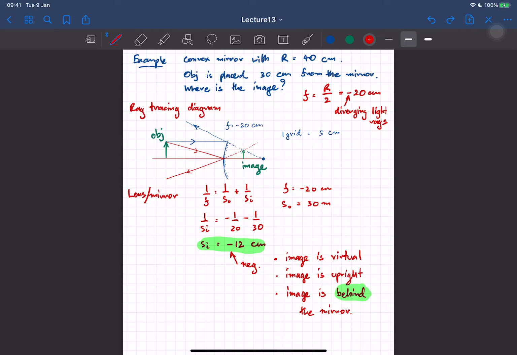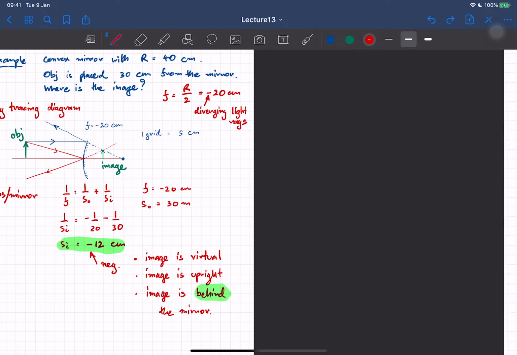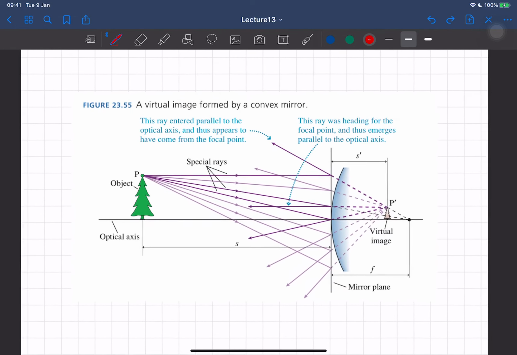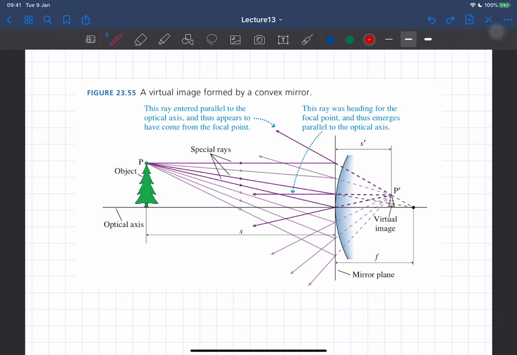So this is for convex mirror, and I gotta go back to this image before I talk about concave mirror. This is a more detailed ray tracing diagram compared to what we drew on the previous page. It's the same principle. The one that we drew is this one.